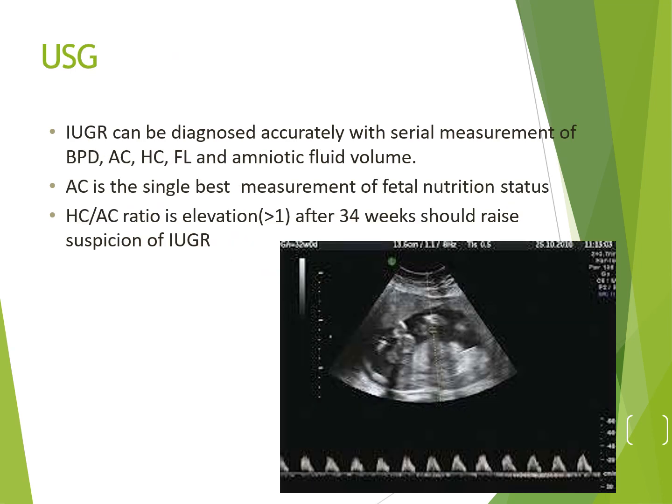Next one is ultrasonography. By ultrasonography, we can identify intrauterine growth retardation. We can measure the biparietal diameter, abdominal circumference, head circumference, fetal length, and amniotic fluid volume can also be identified. Abdominal circumference is a measurement of the nutritional status of the baby. If the head circumference to abdominal circumference ratio is elevated, that is, more than 1 after 34 weeks of pregnancy, it suggests growth retardation of the baby.